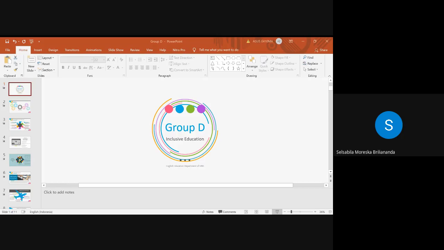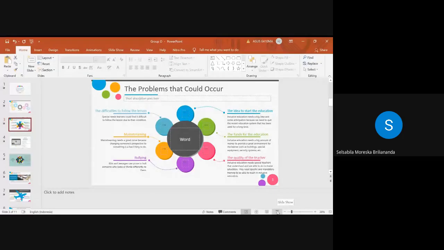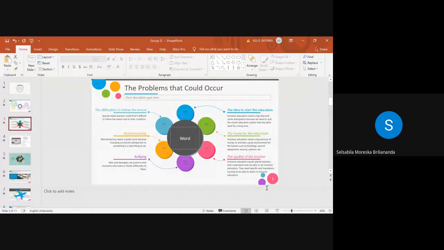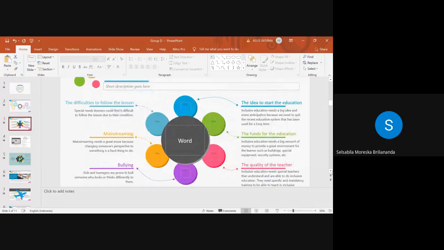And the last is the quality of the teacher. Inclusive education needs special teachers who understand and are able to do inclusive education. They also need specific and mandatory training to be able to teach inclusive education.